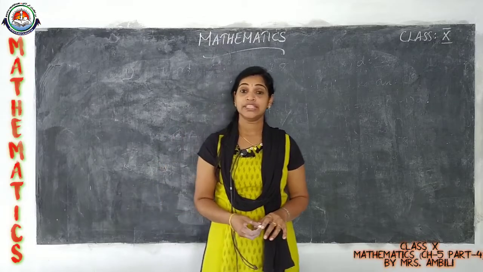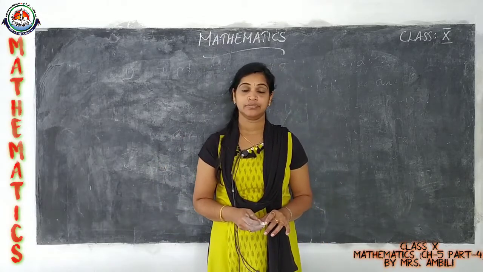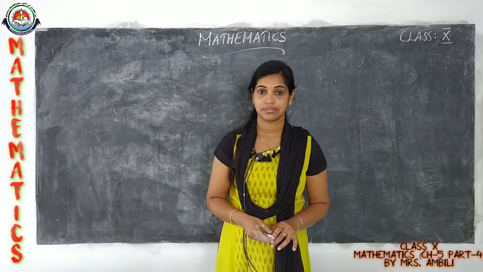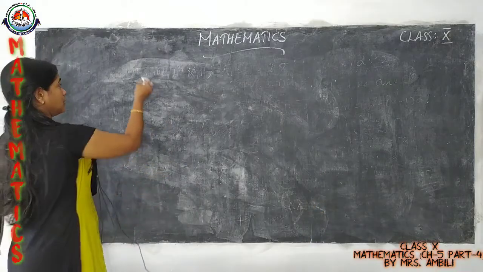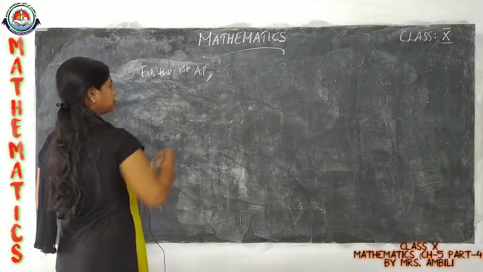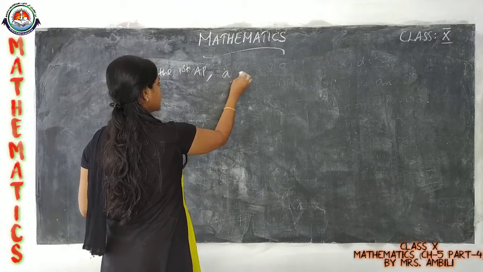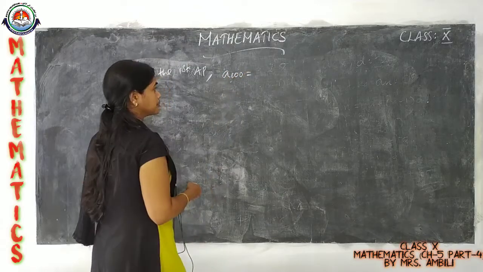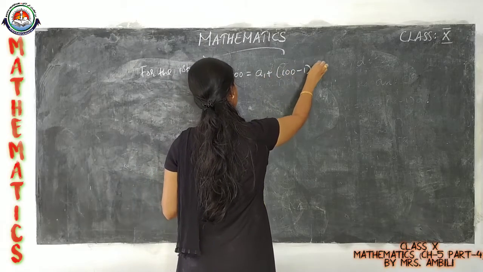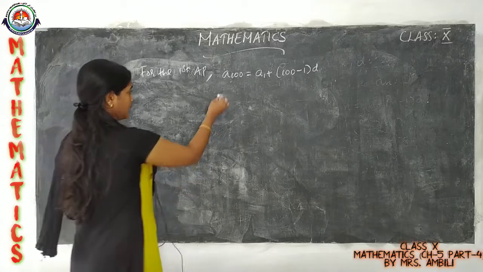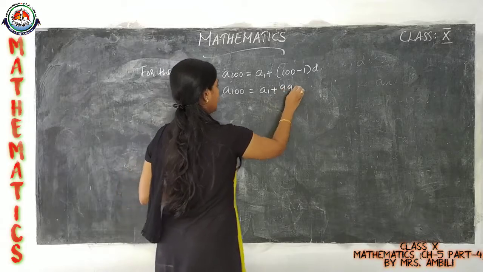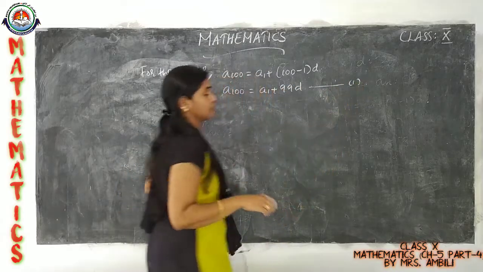Then our next question: two APs have the same common difference. The difference between their 100th terms is 100. Then what is the difference between their 1000th terms? That is our question. Okay. So we can start with the first AP. For the first AP we can write A100 equal to A1 plus (100 minus 1) into D. That we can write as A100 equal to A1 plus 99D. Put it as equation number 1.